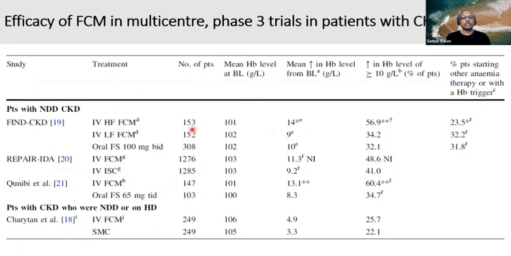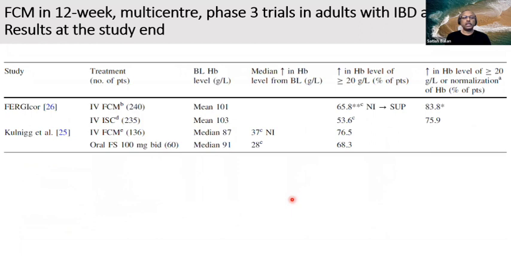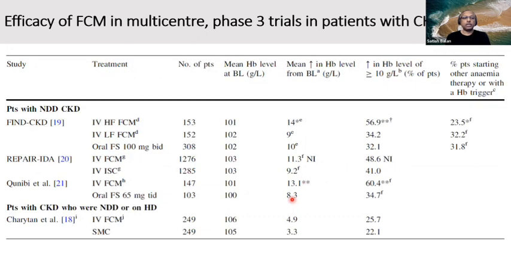And these are the values of all the trials which have been done in non-dialysis CKD patients with FCM iron. And you can see that most of the trials have shown a mean hemoglobin increase of 1.4 grams. The baseline value is about 101 grams per liter, which we'll call 10.1, and the increase was about 14.9, etc. in all the trials. So definitely FCM causes an increase in hemoglobin levels in all the clinical trials. And even when compared to iron sucrose or oral iron, the response is much better.